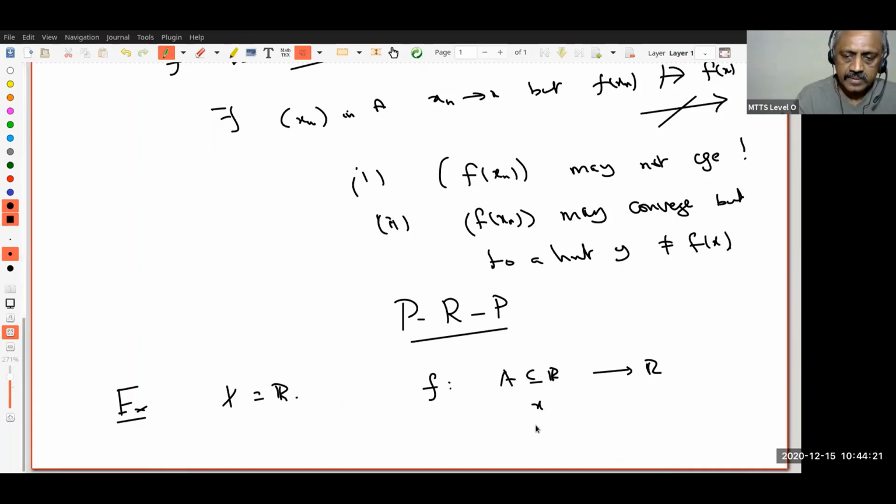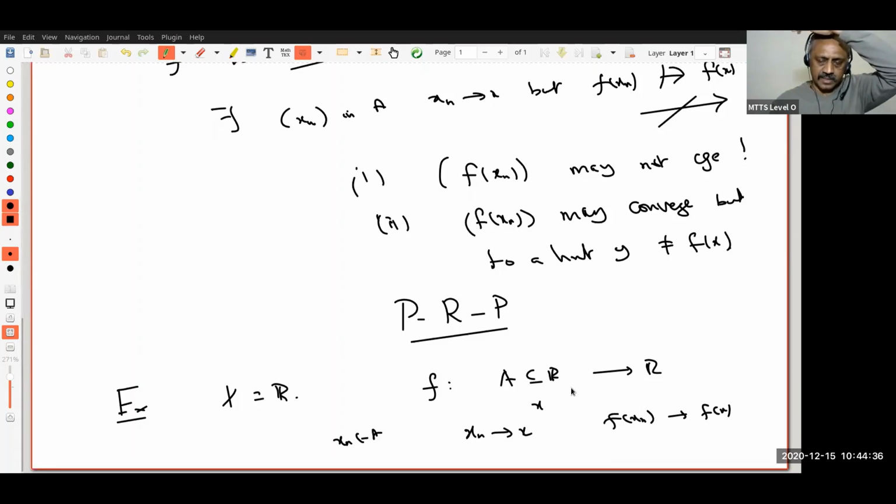What does it mean to say f(xn) converges? This is a standard notation. If xn converges to x, the xn's are in A, then f(xn) converges to f(x). This is the definition. All of you know that. These are all ordinary real sequences.